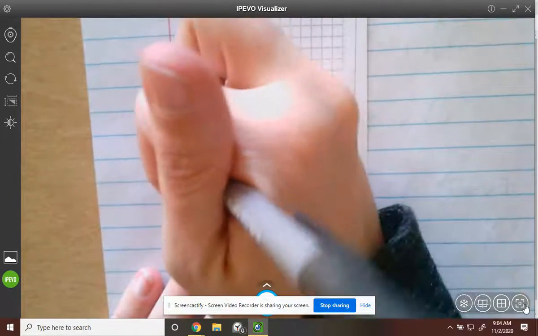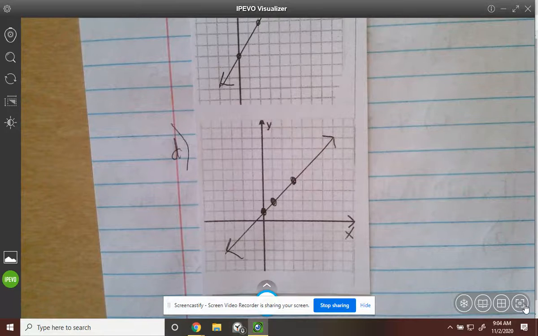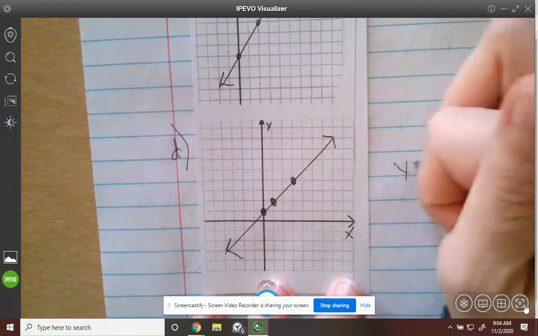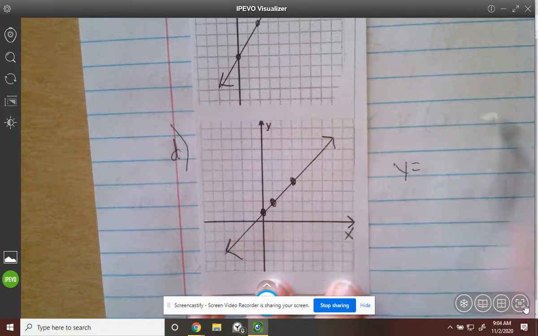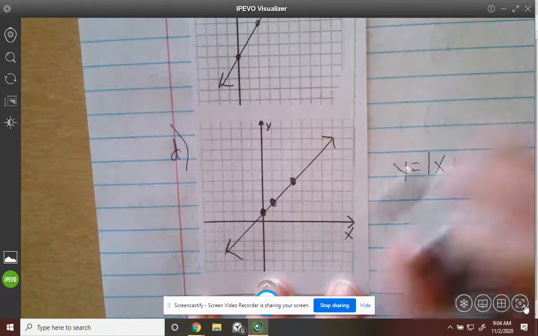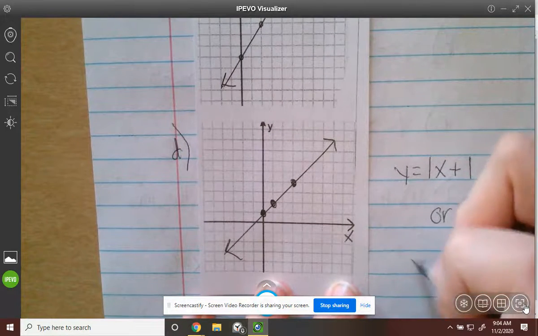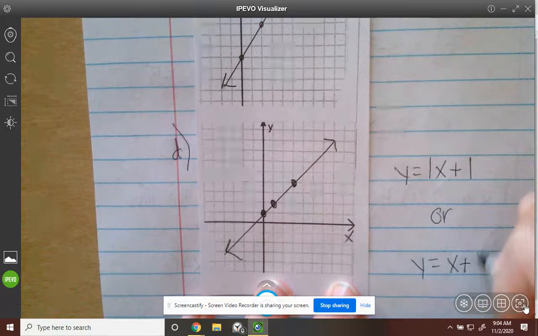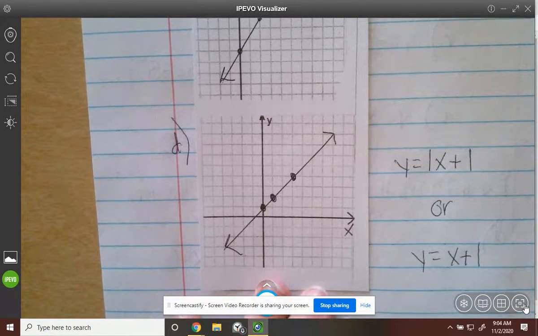Okay, we got one more. Once again, pause it. Try this one on your own. We got y equals, my slope is positive again. I'm going up 1 over 1. So it'll just be 1x plus 1, because it's crossing right here at a positive 1. Or I would probably write this as y equals x plus 1, because I don't like writing the 1 in front of that. All right, that is today's lesson.